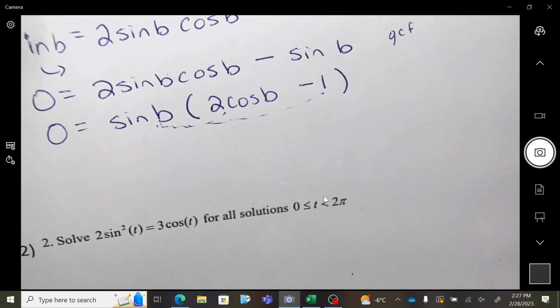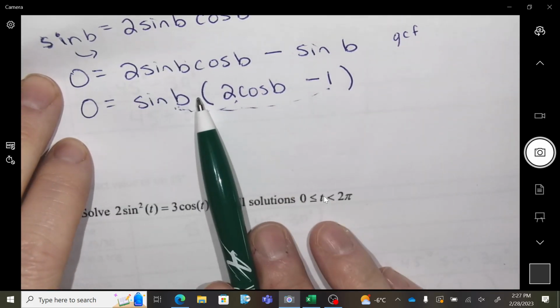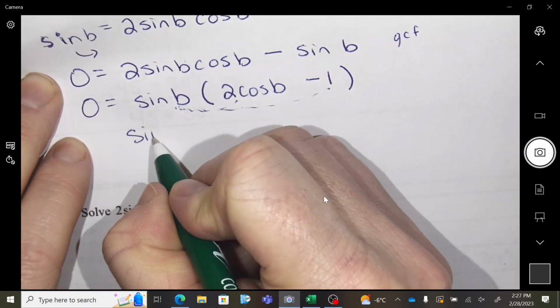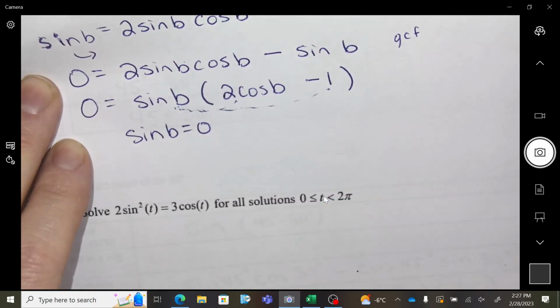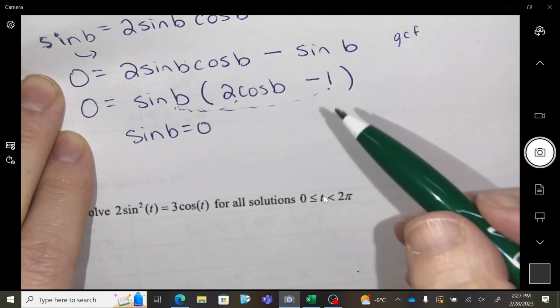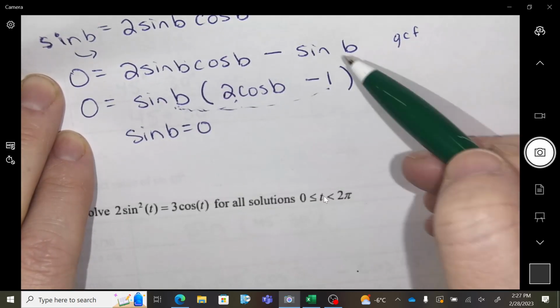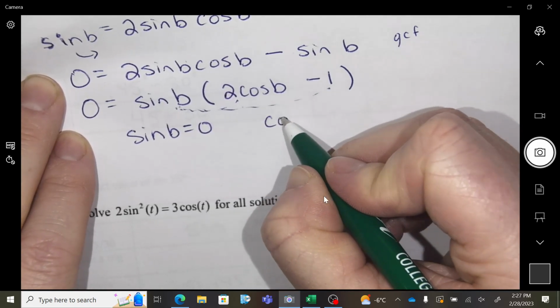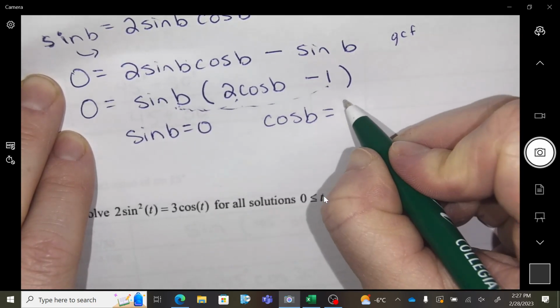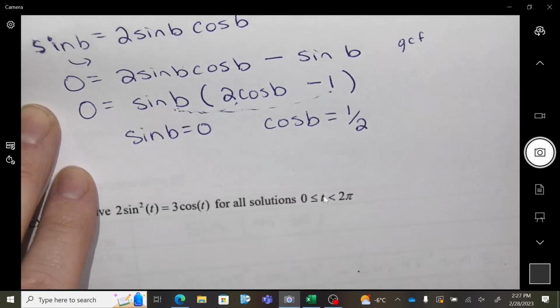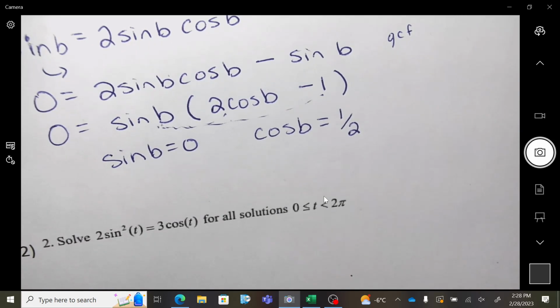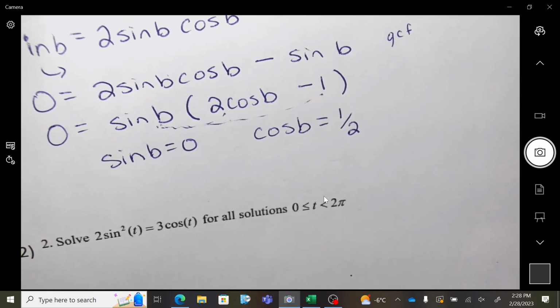So now, how do I make this multiplier be 0 if sine b was 0? How do I make this multiplier 0? If cos b is positive 1/2. Okay, those are called solving for the trig values. That's all you've done. So now I have to solve for the angle. Do you remember your angle process?